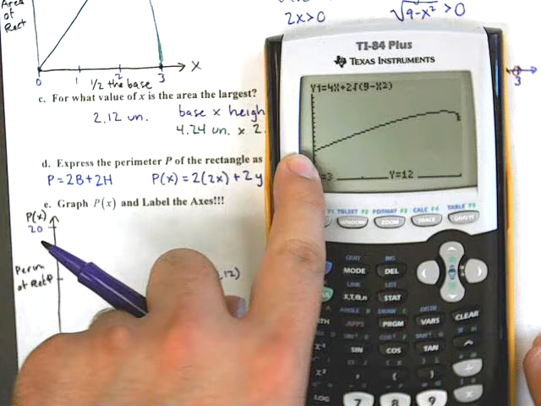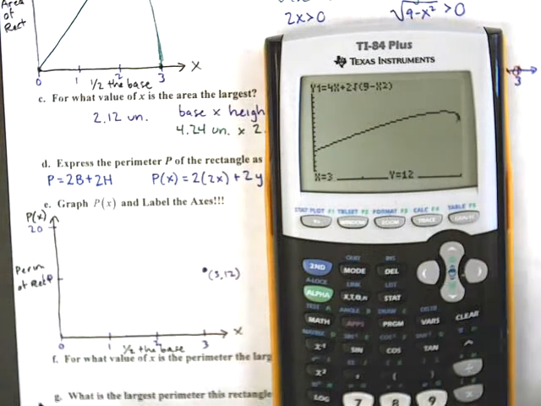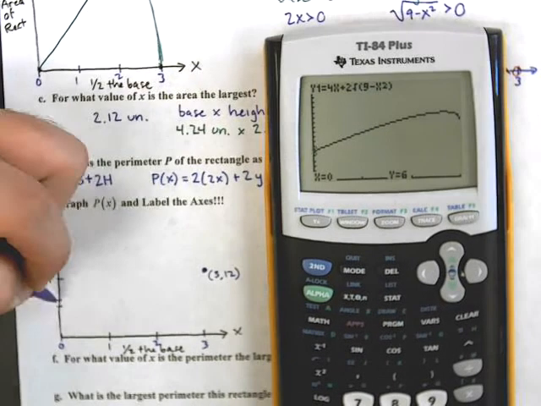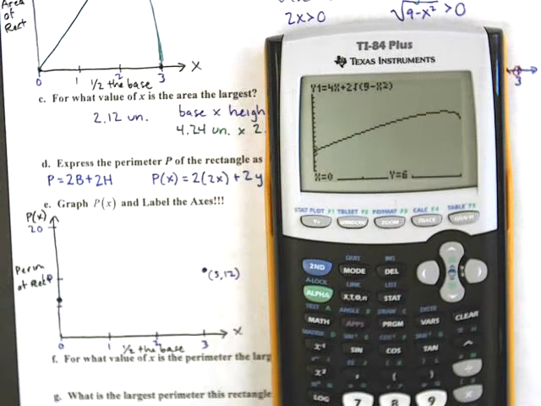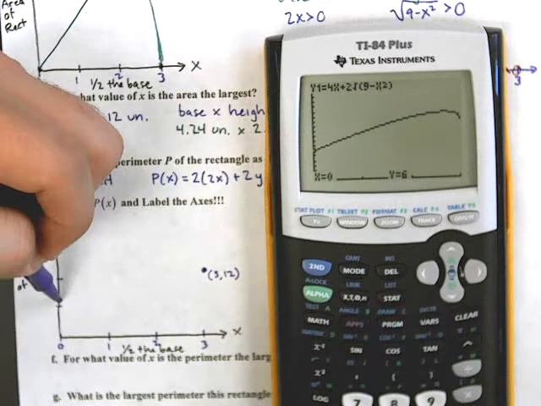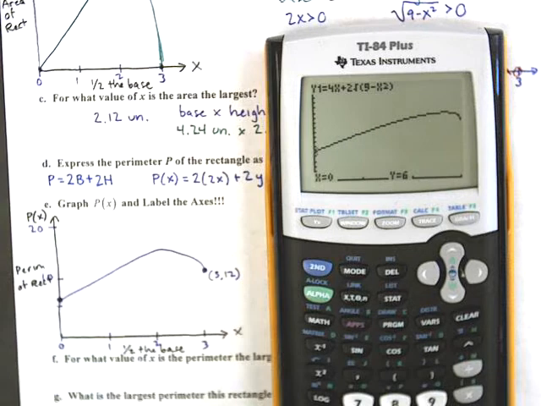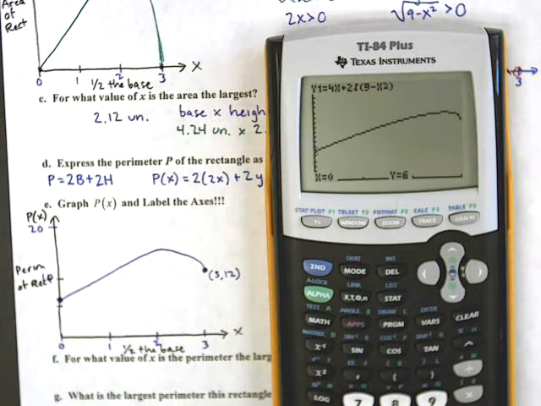Where's it starting? Trace. What value am I going to trace to? I'm going to plug in 0 for x, and it tells me that it's starting at 6. So something like that. And then we just sketch it. Something like that. Not perfect, but good enough, at least for our picture. Okay.